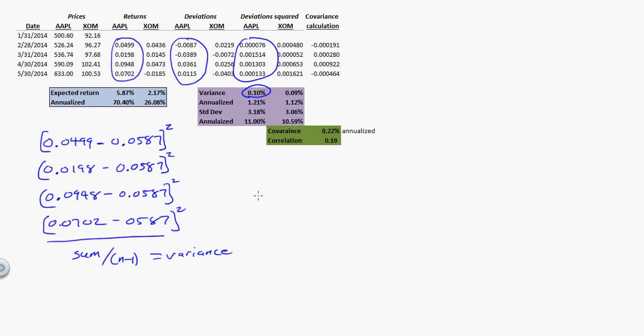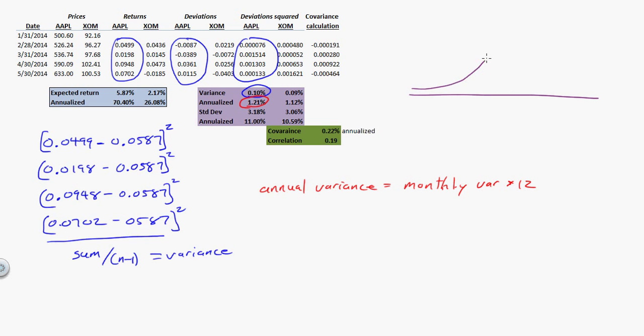So I need to annualize this. So I'll say the annual variance is equal to the monthly variance times 12. The monthly var times 12. And that gives me this number. Well, I want the standard deviation, and I'll tell you why I want the standard deviation, because it's going to come in handy for something like this. If I have the normal distribution, which I'm not going to draw perfectly, but just imagine that's a perfect bell curve from a normal distribution. I have here, this is mu, this is the average, so in monthly terms that's the 5.87, in annual terms of course that's the 70%.